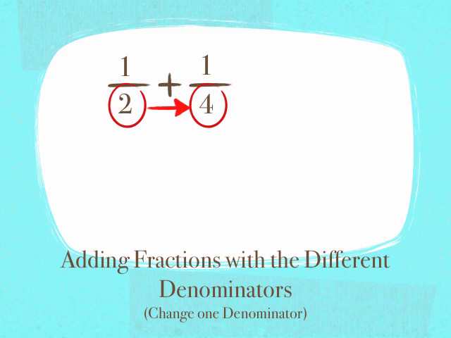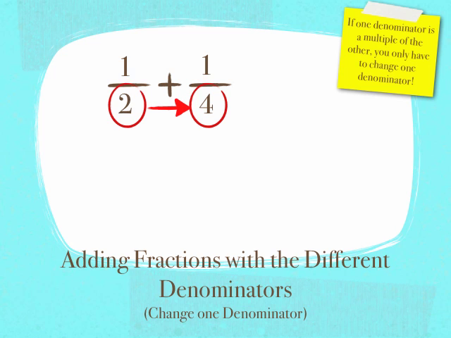So, one thing we'll do is ask ourselves, is 4 a multiple of 2? Or in other words, can I take 2 and multiply it by something and make 4? Well, of course we can. If we multiply 2 times 2, we get 4. So if one denominator is a multiple of the other, we only have to change one denominator. So it makes it a little bit easier for us. And we'll change this 1/2 to an equivalent fraction so that we'll have the same denominator, the 4 there.